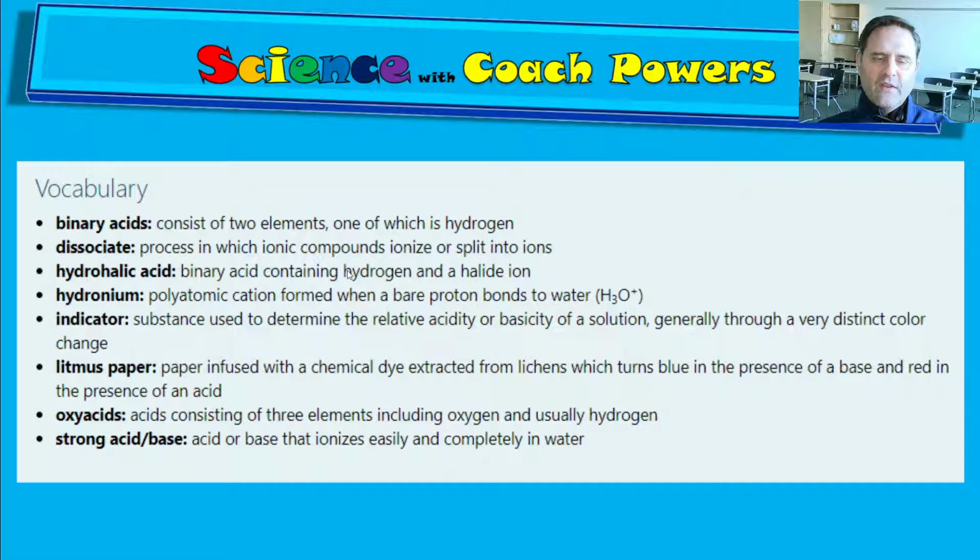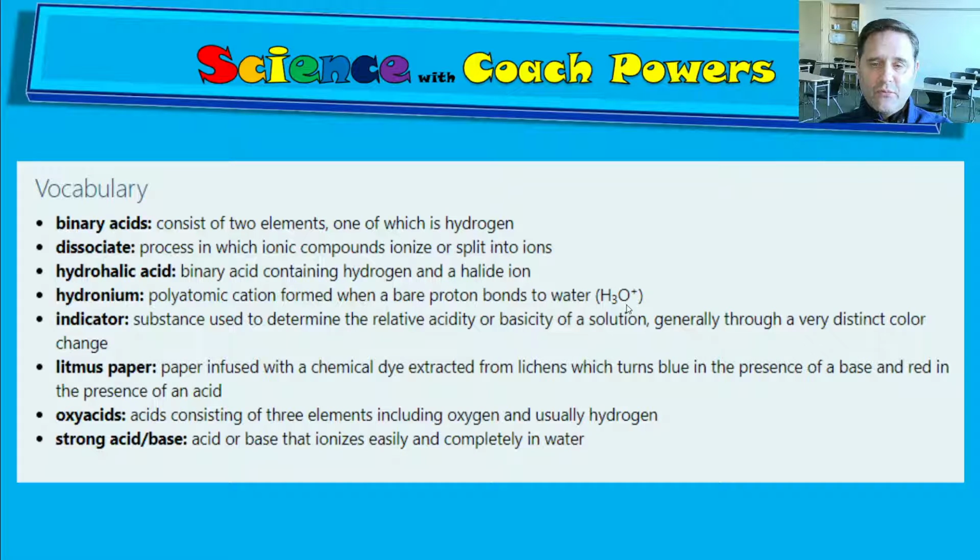Really quick, we're going to go through this. These are your vocabulary words. Just get to know those. Okay? Binary acids. What does that mean? It means two: two elements making that acid. Dissociate means to break apart. Hydrohalic acid means a halide ion containing hydrogen. Halides, of course, are in your periodic table and exist in that same column.